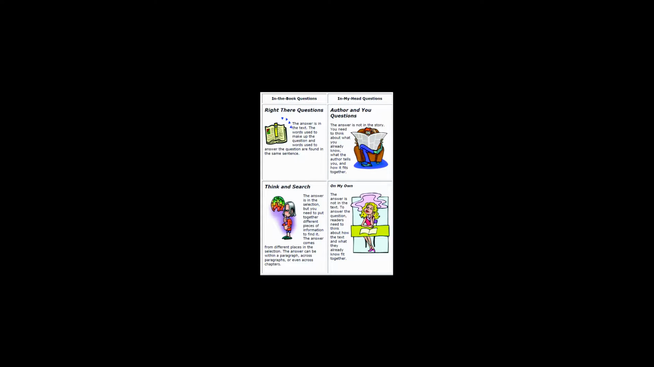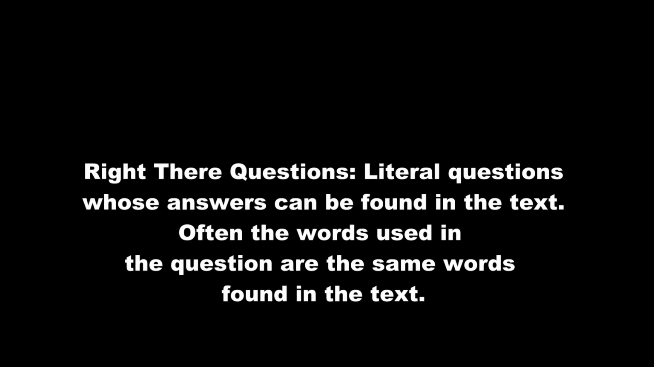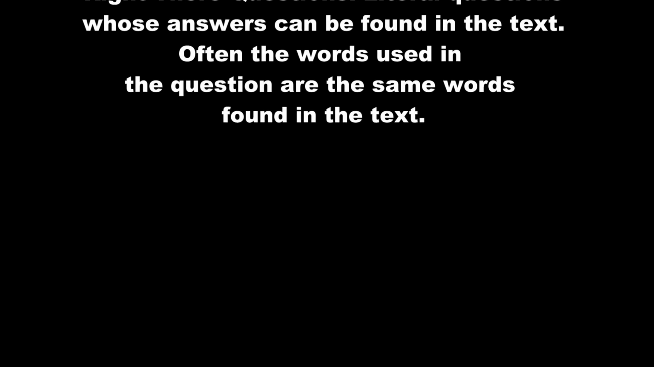They include: first, right there question. Literal question whose answer can be found in the text. Often, the words used in the question are the same words found in the text. Second, think and search question. Answers are gathered from several parts of the text, put together to make meaning.